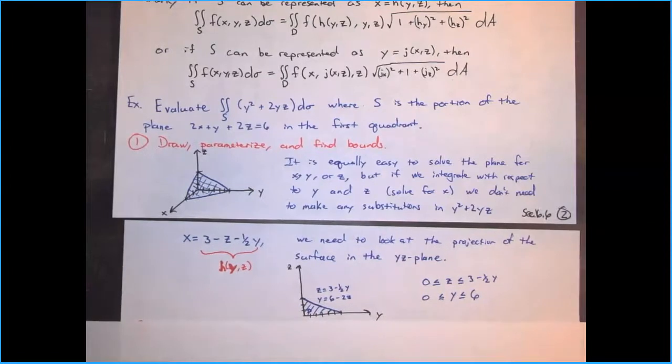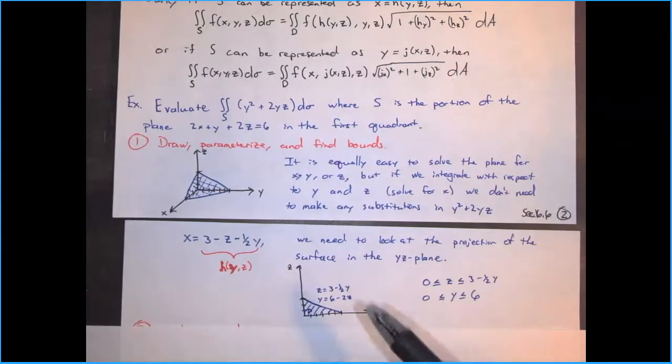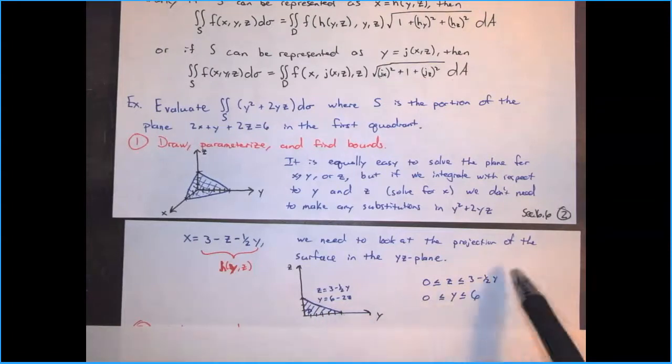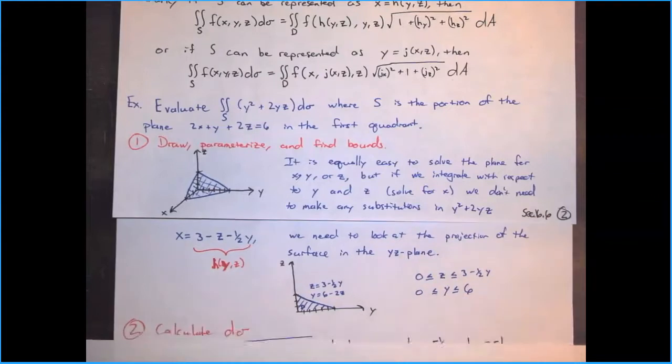So using this triangle, I come up with bounds of integration, and here I've decided to integrate with respect to z first, but you could also integrate with respect to y first. There's no clear preference here. If I integrate with respect to z first, I'm going from z equals 0 to this line, which is z equals 3 minus 1/2 y, and then in y, I'm going from 0 to 6. So I get my bounds of integration.